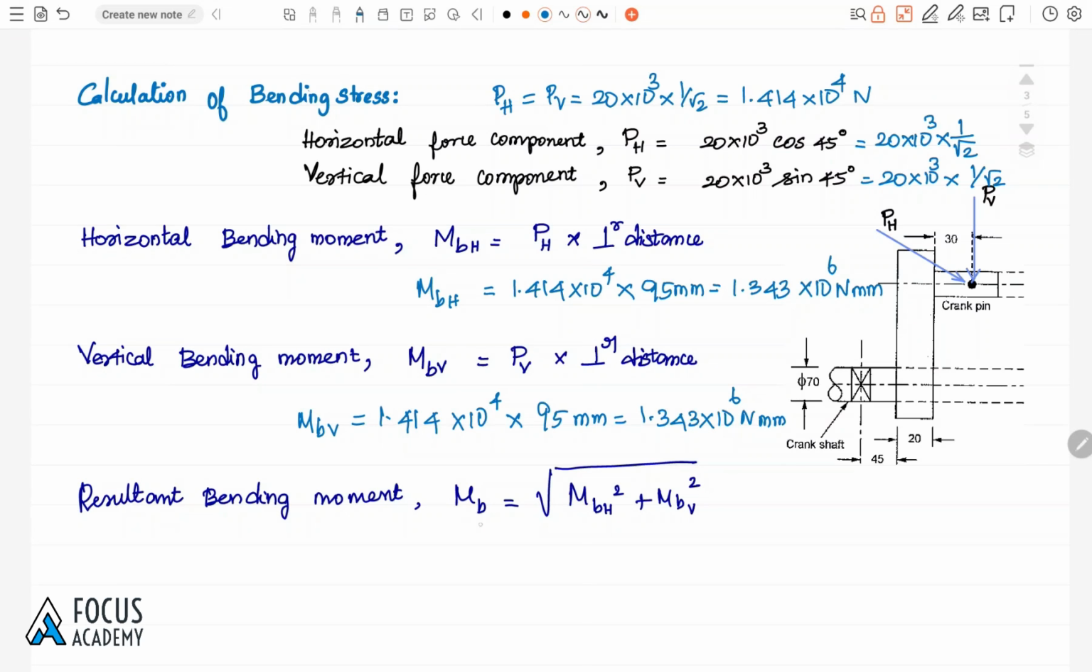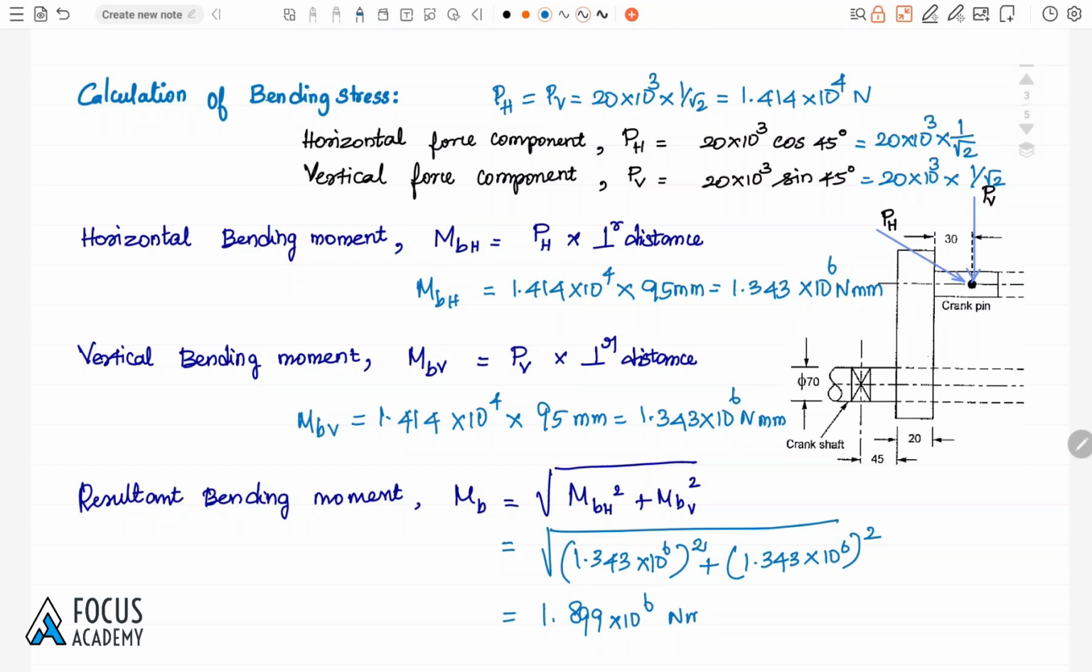So equivalent bending moment is equal to root of horizontal square plus vertical square. So we can calculate the value: 1.343 into 10 power 6 whole square, that is the horizontal bending moment. And similarly the same value for the vertical bending moment, 1.343 into 10 power 6 square. So by calculating the value of the equivalent bending moment, the final value is 1.899 into 10 power 6 Newton millimeter. So that is the equivalent bending moment.